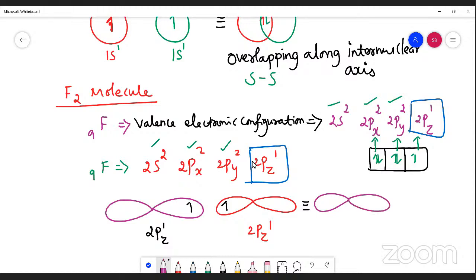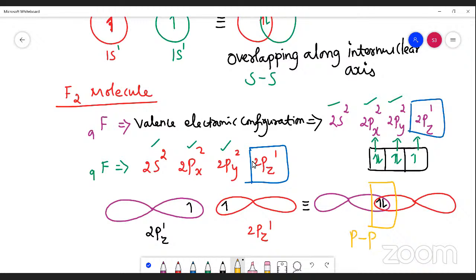Each contains one electron, and one p orbital lobe will overlap with the other p orbital lobe. Those two electrons have to be present only in the overlapping region. So the 2pz of one fluorine atomic orbital can overlap with the 2pz orbital of another fluorine atom, and this complete overlapping is called PP overlapping.